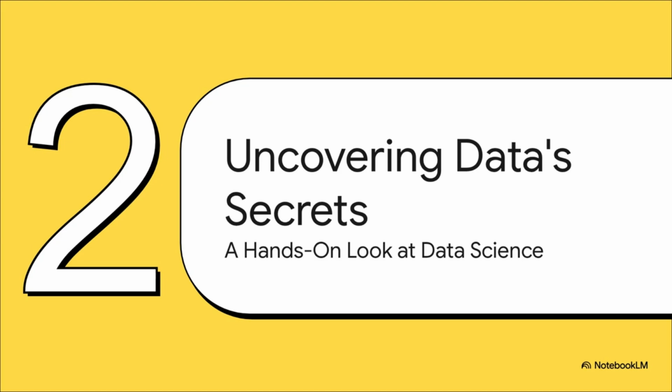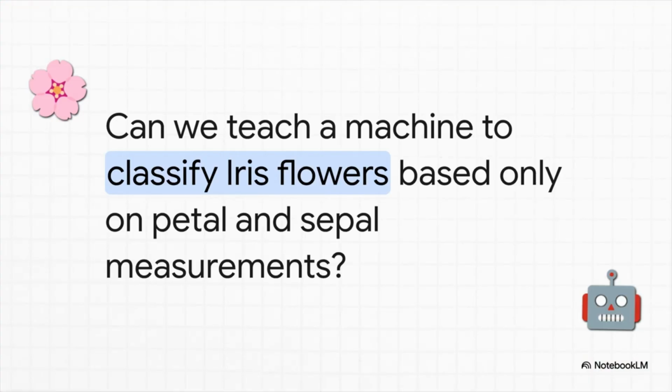Okay, enough talk, let's actually see this thing in action. What if you could find hidden patterns in data and even make predictions just by connecting a few of these blocks? We're about to put Orange to the test with a classic data science challenge. So here's our mission. We're going to teach a machine to identify different species of iris flowers, and the only information it's going to have are the measurements of their petals and those little green leaves at the base of the flower, which are called sepals. This is a foundational problem in machine learning, and we're going to solve it in seconds.